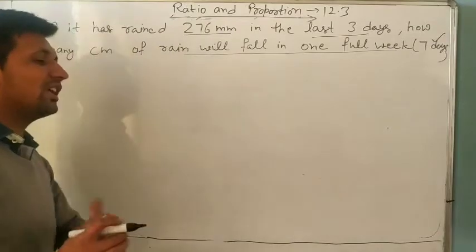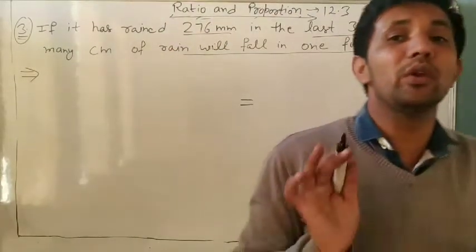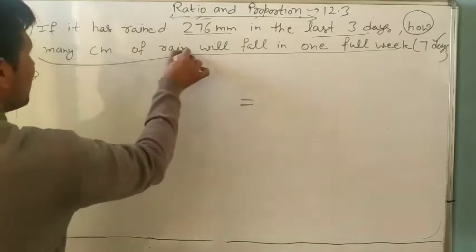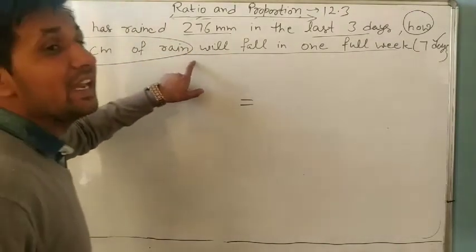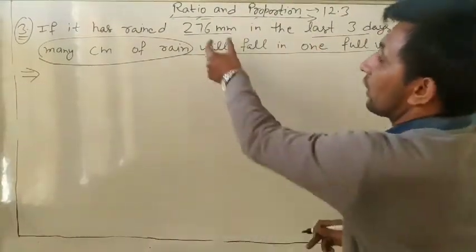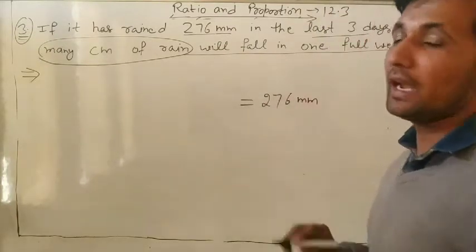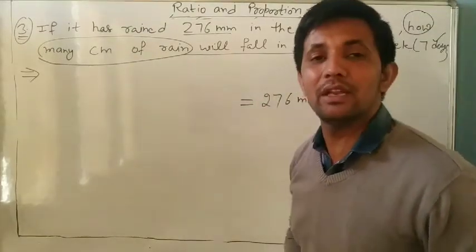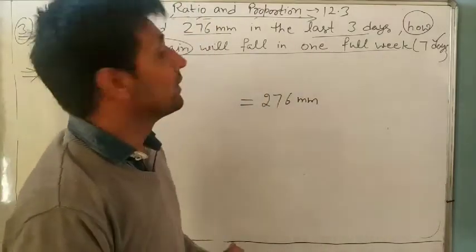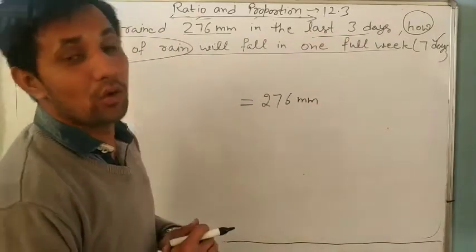So always remember one thing, beta, what I told you: after the equal sign we will write what we want to find. We want to find how many centimeter of rain. So the rain is given as 276. Okay, it is given in millimeter, but in the end we will find the value in centimeter. So we will write 276 after the equal sign. And 276 rain in how many days? In 3 days.